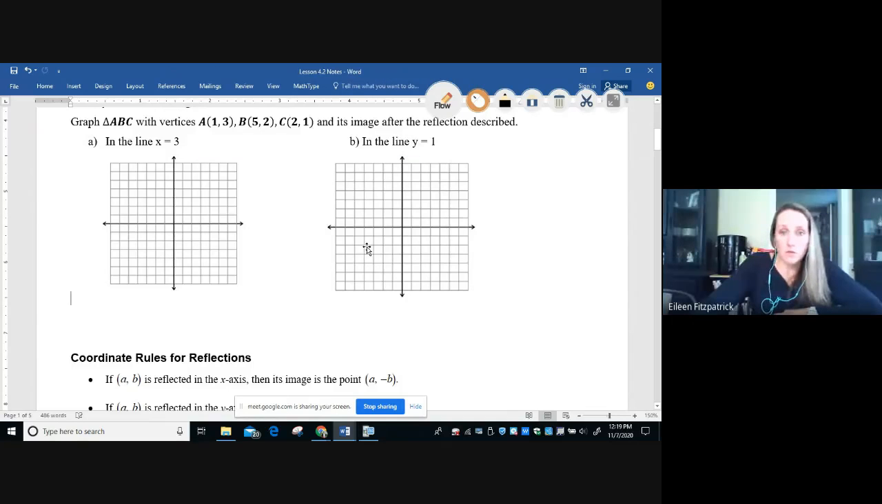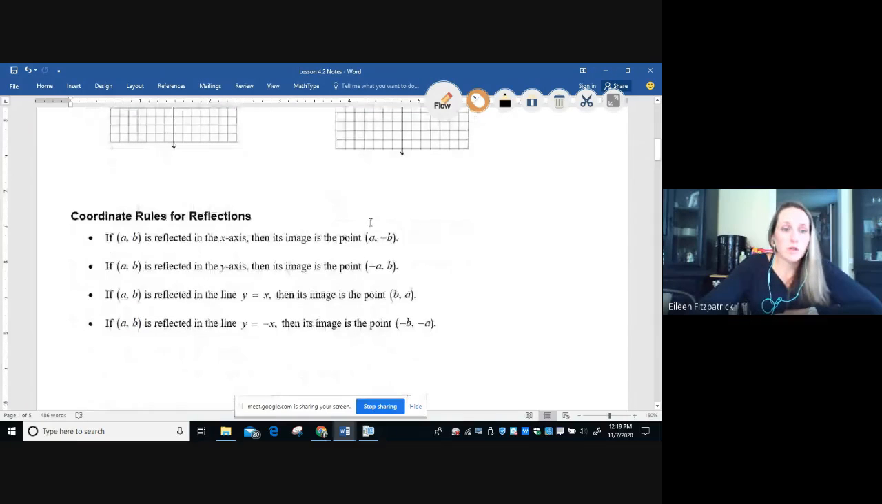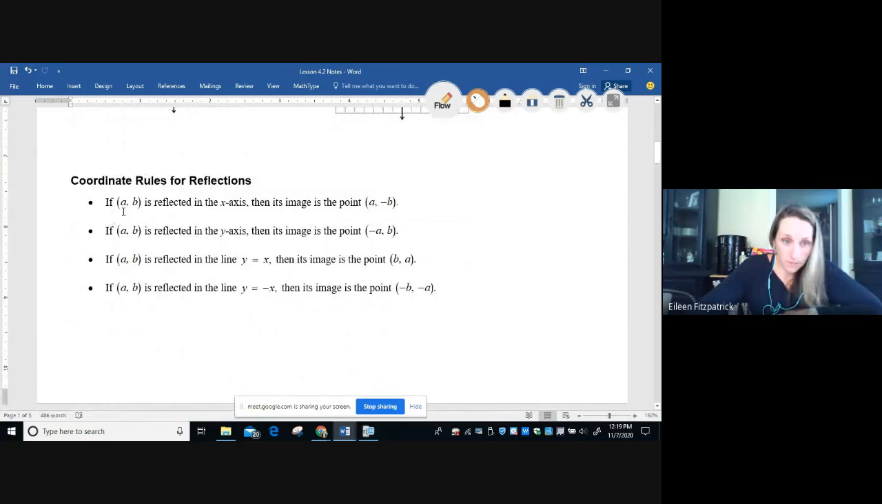All right, so moving right along, coordinate rules for reflections. If AB is reflected over the x-axis, then the y-coordinate is going to change signs, because when you reflect over the x-axis, it's just the y-coordinate that's changing signs. And if you reflect over the y-axis, your x-coordinate is going to change signs.